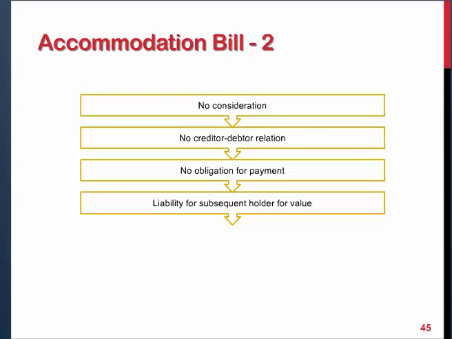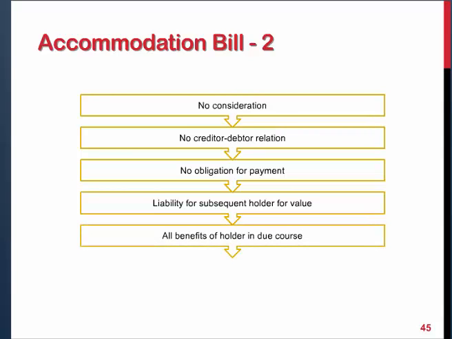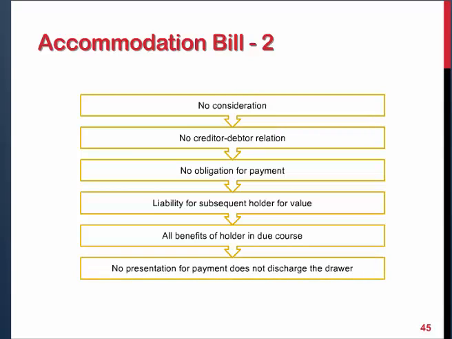The accommodating party is liable on the bill to any subsequent holder for value, even if the holder knew at the time of taking the bill that it is an accommodation bill. Section 43. An accommodation bill can be negotiated after maturity with all benefits of a holder in due course. Section 59. Non-presentation of an accommodation bill to the acceptor for payment does not discharge the drawee.